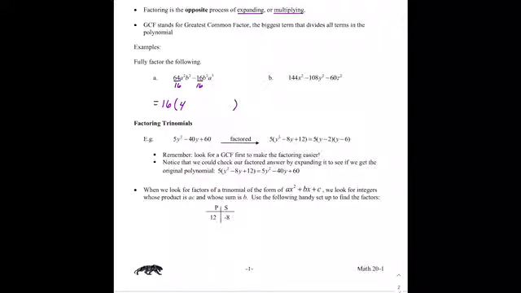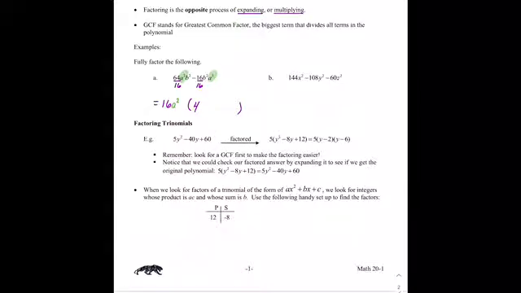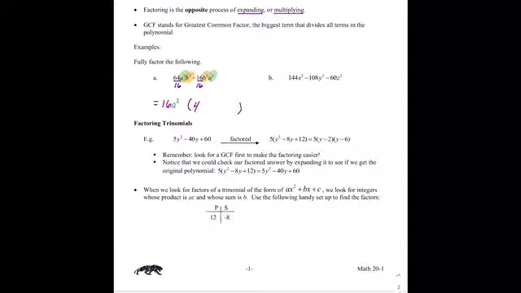And then I also want to look at the variables. So what is the biggest amount of variable that we can take out of each term? If I look at this here, I've got an a squared and an a cubed. So the largest amount of variables we can take out of there would be an a squared. And then we've got a b squared and a b squared, so we can take b squared out of both of those. So our greatest common factor is in fact 16a squared b squared.